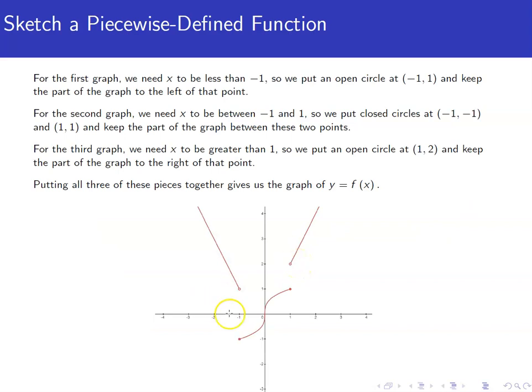So again, open circle here for the first piece and only keeping the left-hand side. Open circle for the third piece, only keeping the right-hand side. And then closed dots on either endpoint of the middle piece. And then putting the pieces together gives us our final graph that we want.